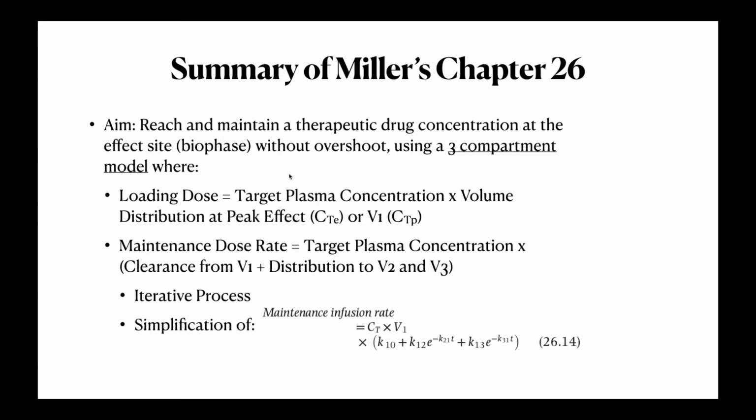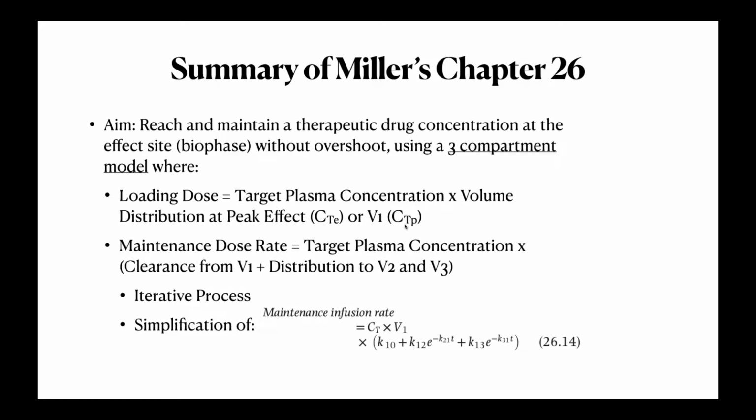The aim of target-controlled infusions is to reach and maintain a therapeutic drug concentration at the effect site, also known as the biophase, without overshoot, using a three-compartment model where loading dose equals target plasma concentration multiplied by the volume of distribution at peak effect if you're using effect site targeting, or V1 if you're using plasma targeting.